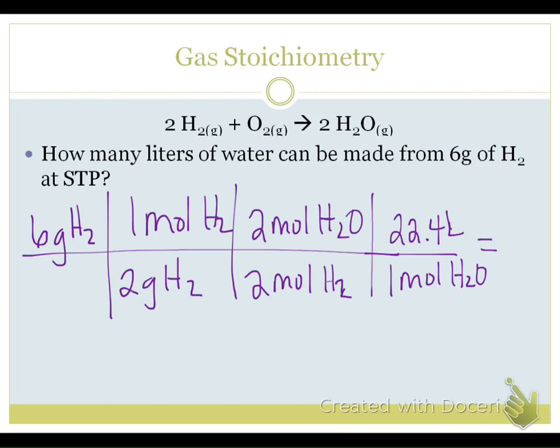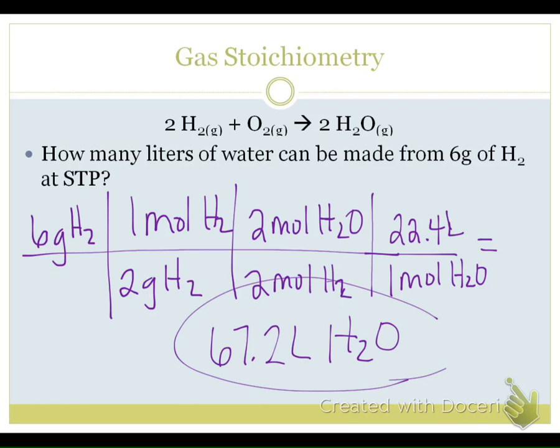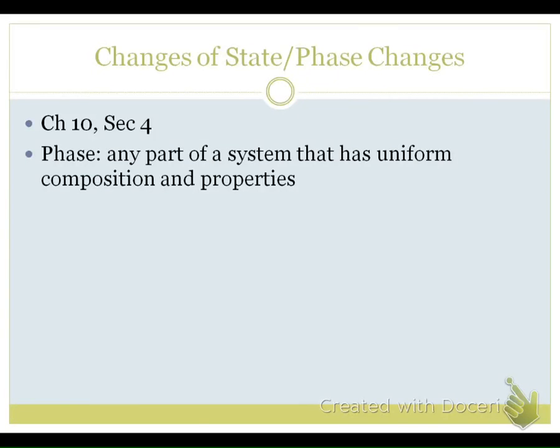What do we get for our liters of H2O? 67.2 liters H2O. Okay? I agree. Okay, a phase in chemistry terms is any part of a system that has uniform composition and uniform properties. It's very similar to a state of matter, as being in a phase.